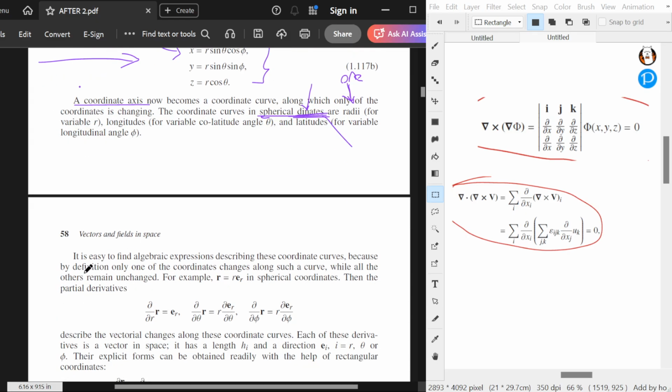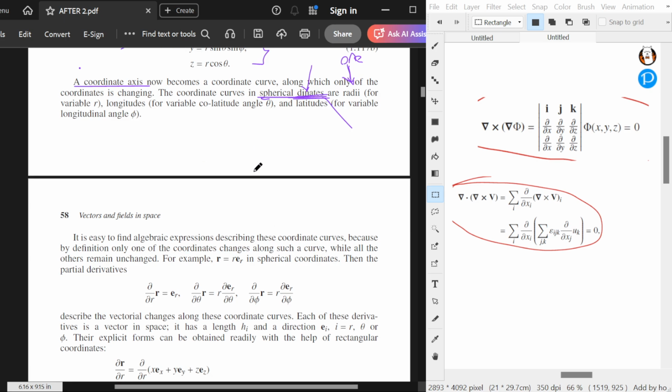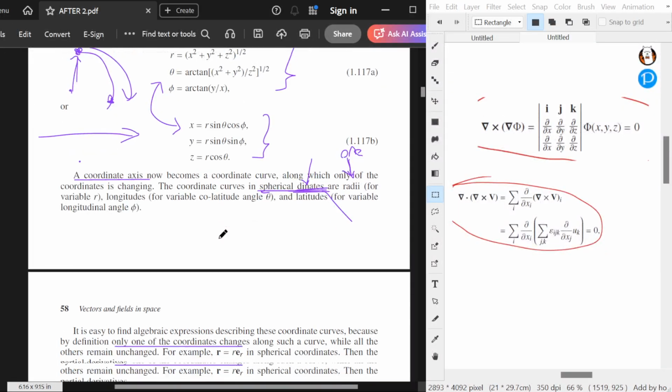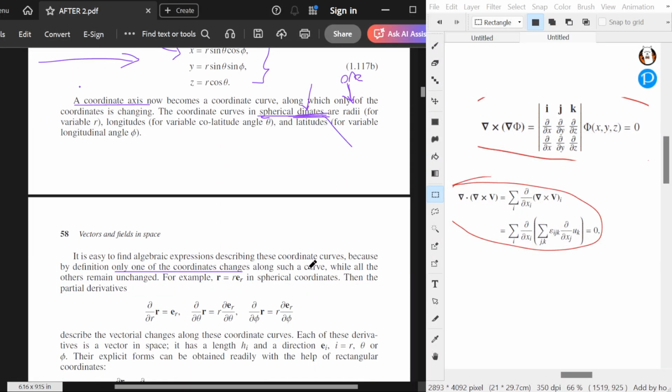It's easy to find algebraic expressions describing these coordinate curves, because by definition only one of the coordinates changes along such a curve. So a coordinate curve is one where only one of the coordinates changes. I see. Maybe I should write that down.